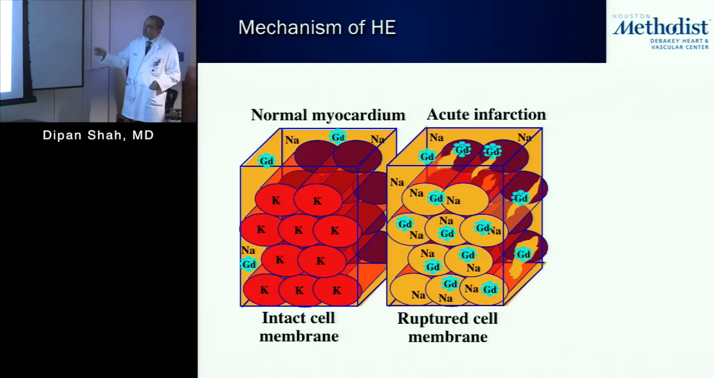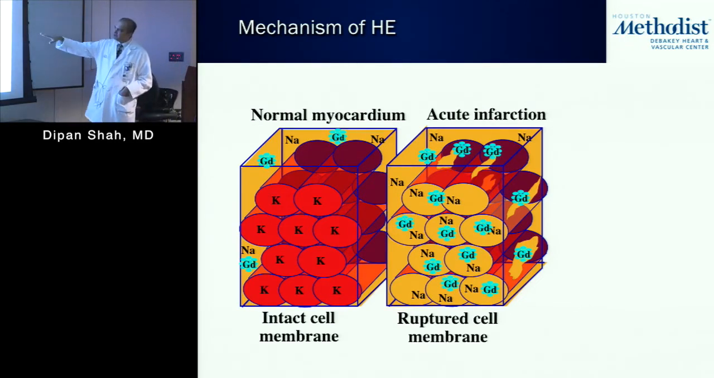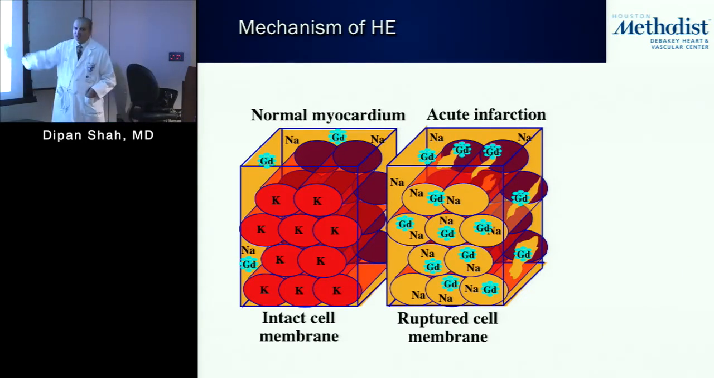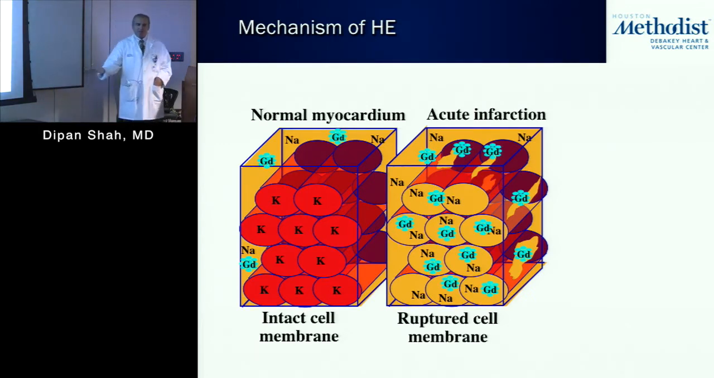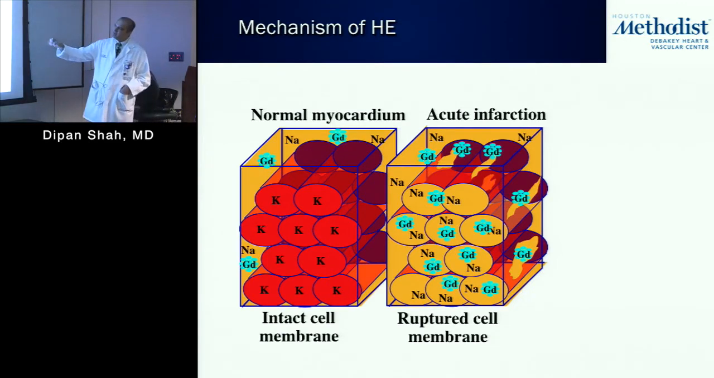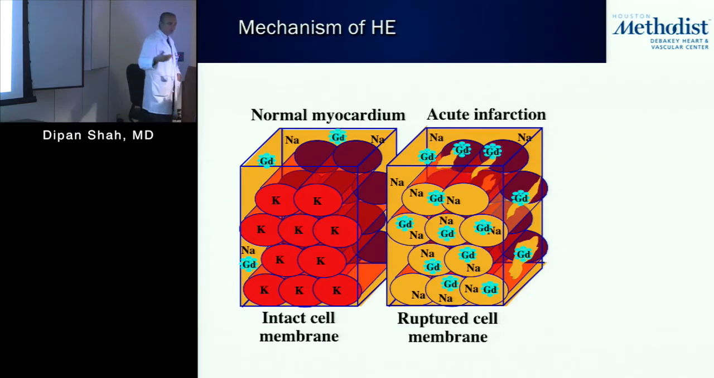In the setting of an acute infarction, you have ruptured cell membranes, and as a result, there's an increase in volume of distribution of the gadolinium. So within any given pixel in an acute infarct, there's more gadolinium present. And the principle by which this hyperenhancement works on CMR is that gadolinium causes T1 shortening and therefore leads to hyperenhancement or high signal when we do T1 weighted imaging.